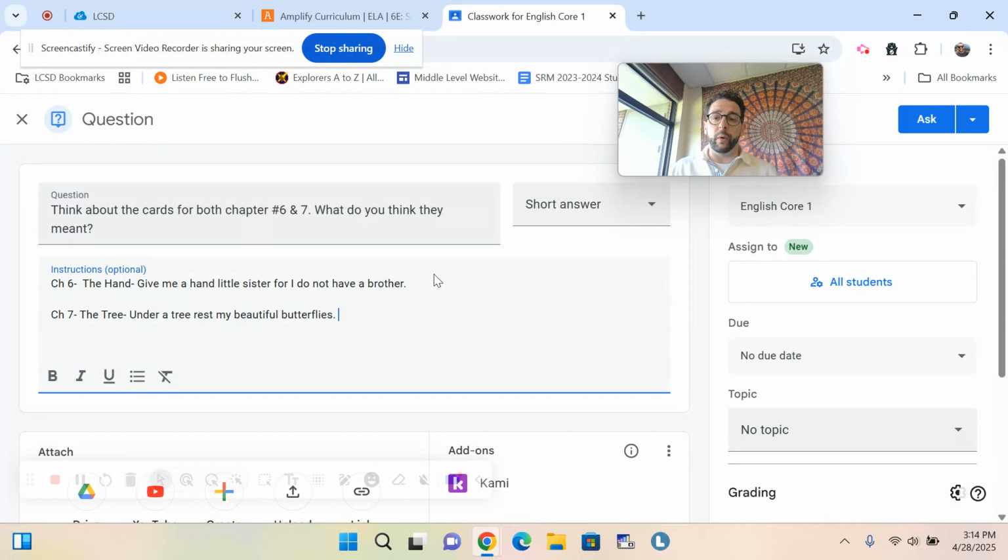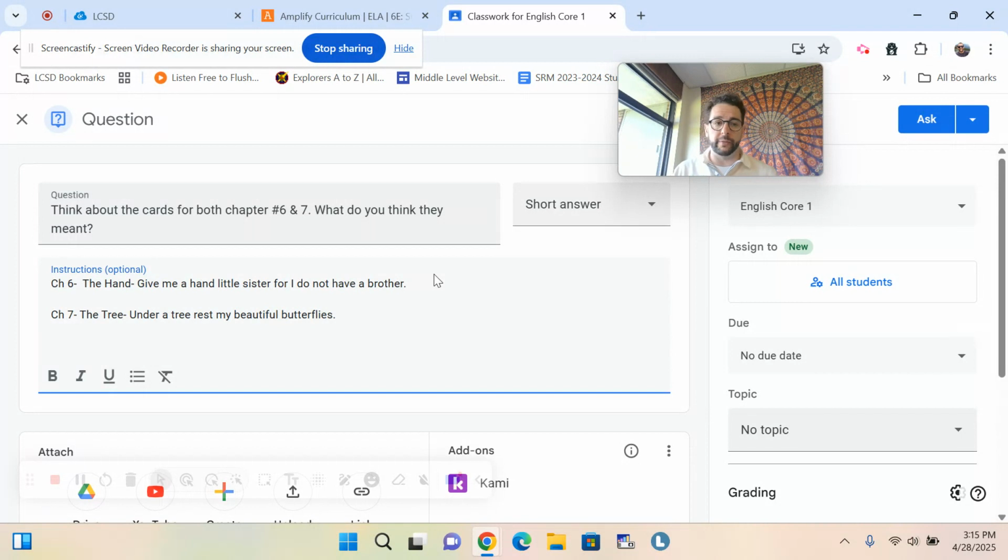So what I want you to do in a really simple manner is, when you get done with chapter 7, since obviously we're done with chapter 6, tell me what you think the tag in chapter 7 means. Chapter 6 is the hand. Give me a hand, little sister, for I do not have a brother. What does that mean? Connect it to the events in the chapter and just tell me your interpretation. Why is chapter 6 called the hand?